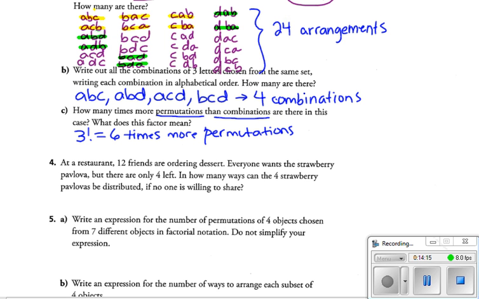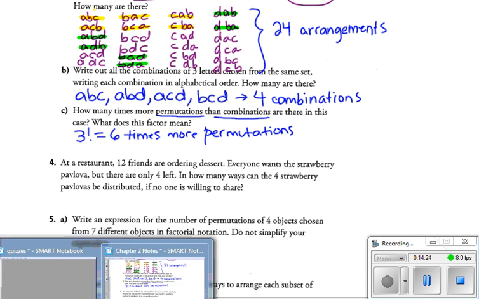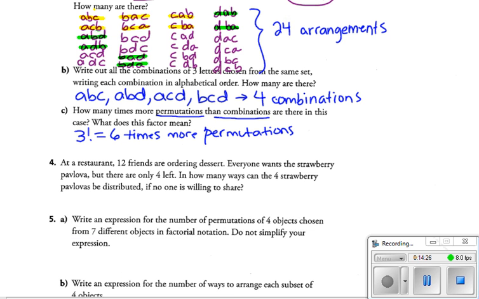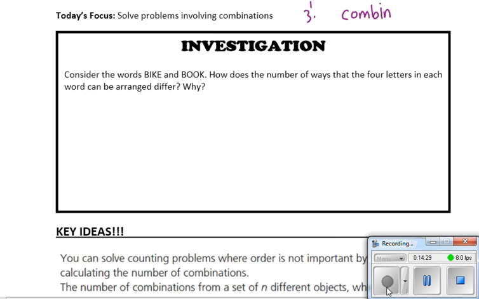Open up your notes now to 2.6. I wanted to just kind of lead us into what is a combination versus what's a permutation. Oh, this was from the last day. What I want you to write is this instead. Consider a 5-card hand. Two 5-card hands, actually.